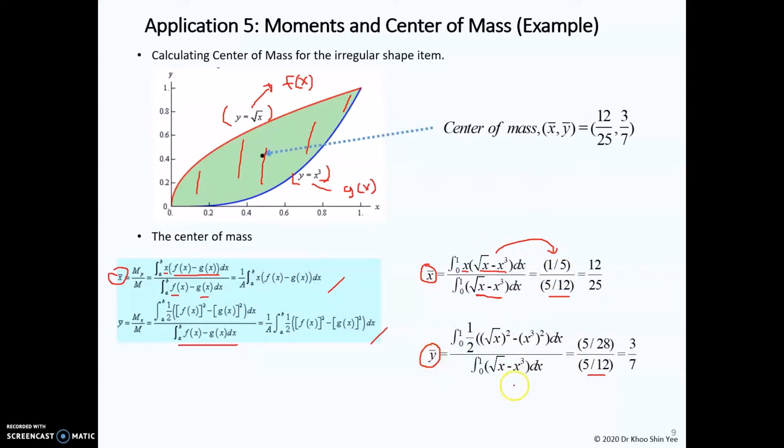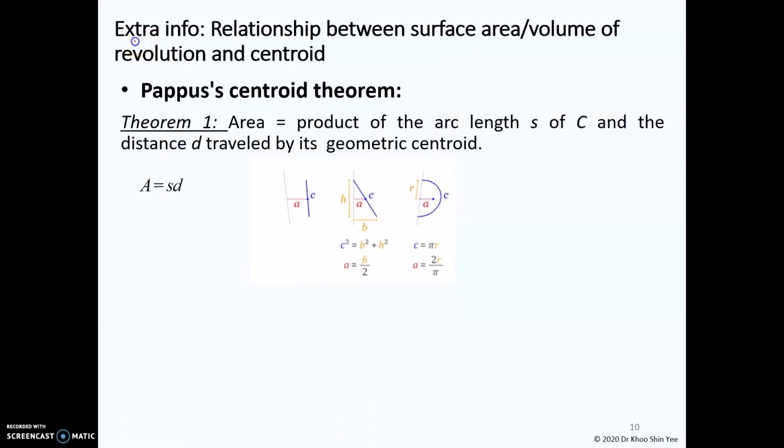So for the y bar, you have half multiplied with your f(x) squared, and this is your g(x) squared. So after you solve this, you should obtain this answer. So you can further simplify the calculation, and after that you can plot it. Over here you have around 12 over 25 for the x bar, and over here you have around 3 over 7. So this is the center of mass. This is for your extra information.